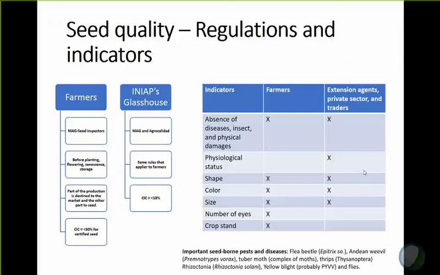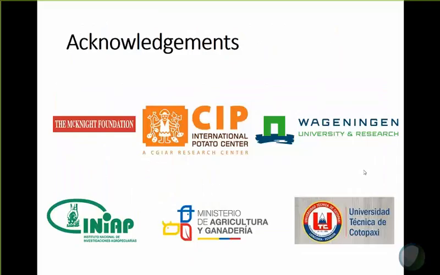So this project is being developed by a lot of people. I would like to say thanks to the Magnite Foundation, the International Potato Center, Wageningen University, the National Agricultural Research Center, the Ministry of Agriculture, and the Technical University of Cotopaxi.